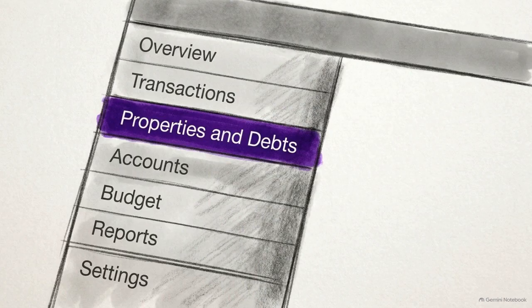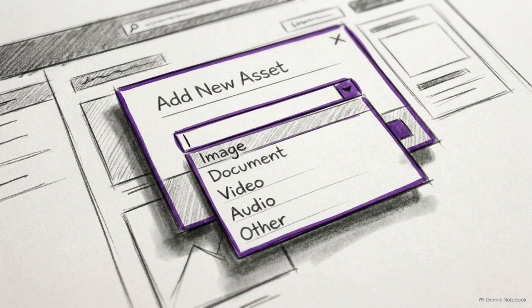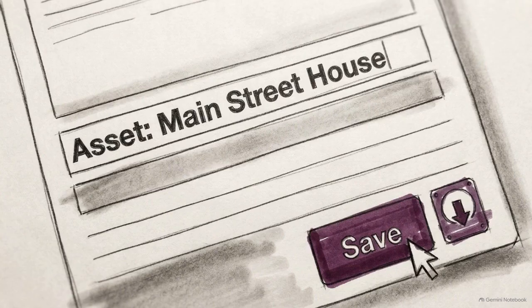After verifying your data, click Properties and Depths. This workspace is where you build out the central financial inventory for your case. When you add an asset here, the system prompts you with plain English ownership tags. You can easily mark a property as marital or assign it as a non-marital asset for a specific spouse. Thrive saves your edits directly to your local device before closing the editor.